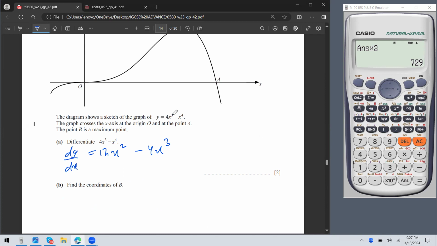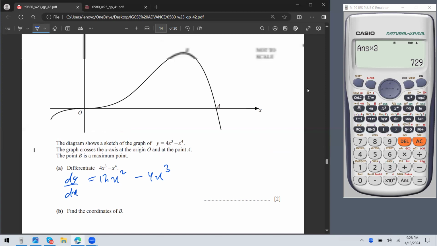Dy by dx: bring the power down, 3 times 4 is 12. Subtract 1 from the power, 2. Again for the second term, bring the power down, minus 4. Subtract 1 from the power, 4 minus 1, 3. Any question you can ask? Yes, sir. Find the coordinates of B.